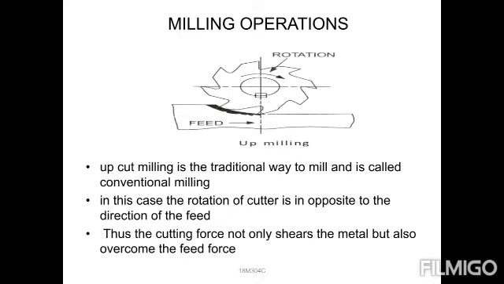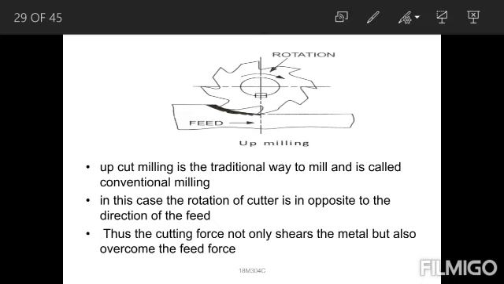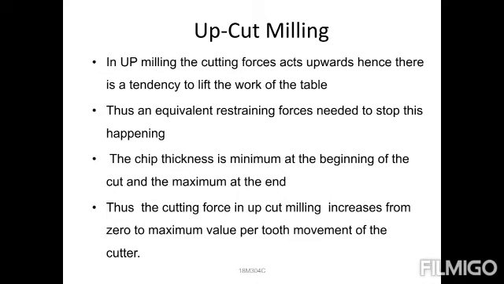Some amount of cutting force will be provided for the cutter, so it will be directly forcing on the workpieces. You can observe here. Next, in upcut milling, the cutting force acts upwards, hence a tendency to lift the workpiece off the table. So there is a chance of lifting the workpiece while running an upcut milling machine, because the two are placed in opposite directions while cutting.